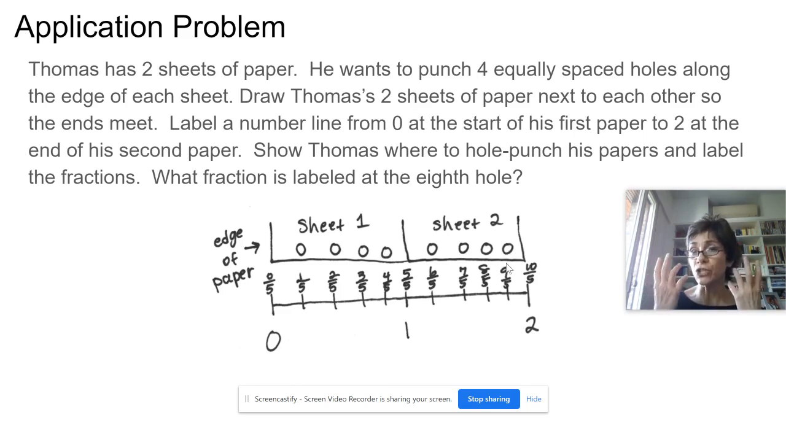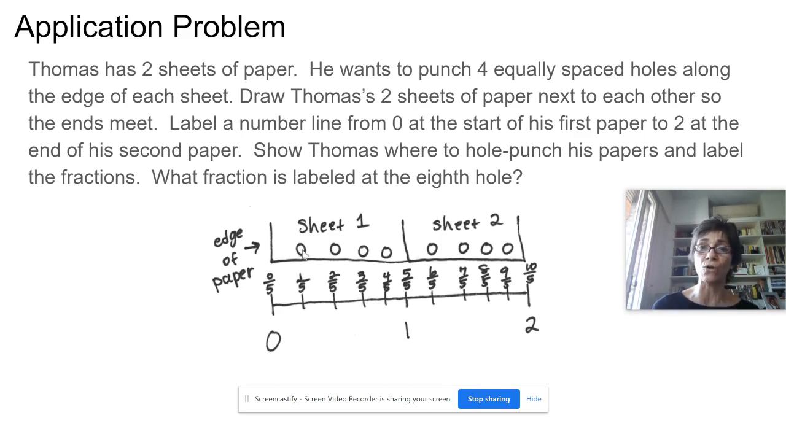So first of all, to know what fraction, I need to know what my fractional unit is. And how do I know what my fractional unit is? By seeing how many intervals there are. So I have to see in how many equal parts I divided my whole. My whole is my whole sheet. So from 0 to 1 is 1 sheet. So look at the number line below. I have from 0 to 1, that's my whole, 1 whole sheet. In how many equal parts did I divide it to have those 4 holes?